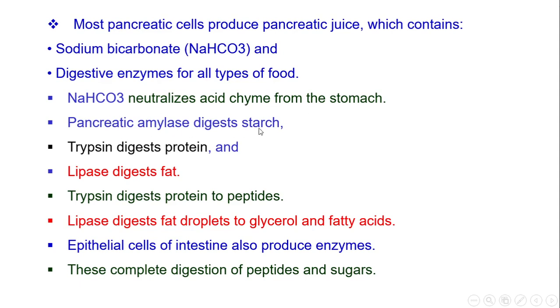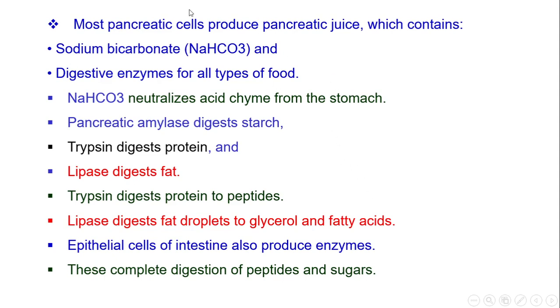Pancreatic amylase digests starch, trypsin digests protein, and lipase digests fat. Trypsin digests protein to peptides. Lipase digests fat droplets to glycerol and fatty acids. Epithelial cells of the intestine also produce enzymes. These complete the digestion of peptides and sugar.